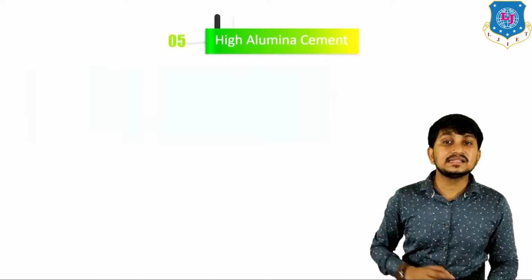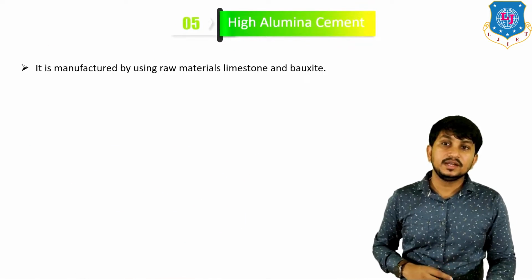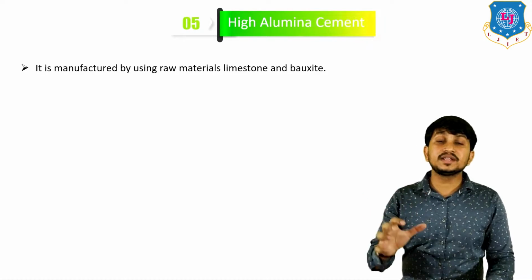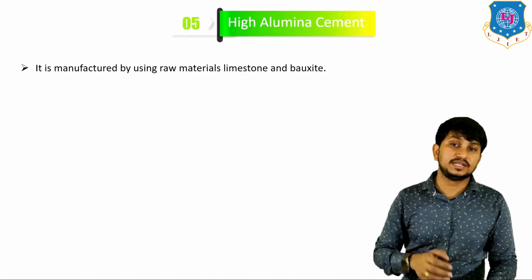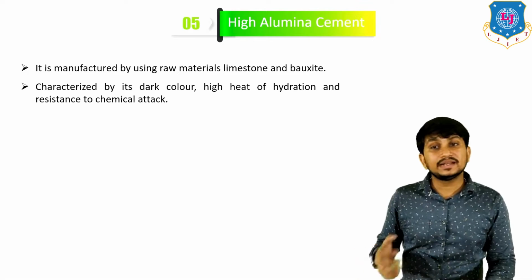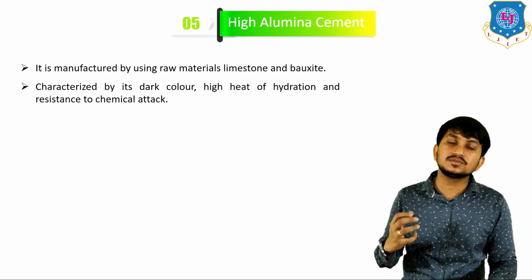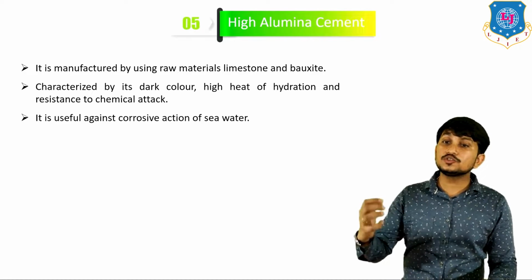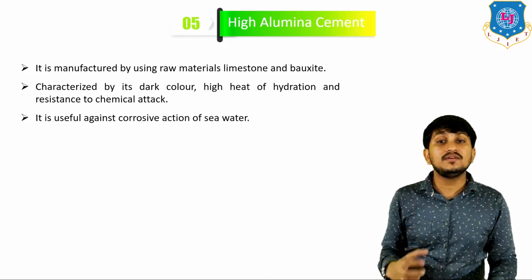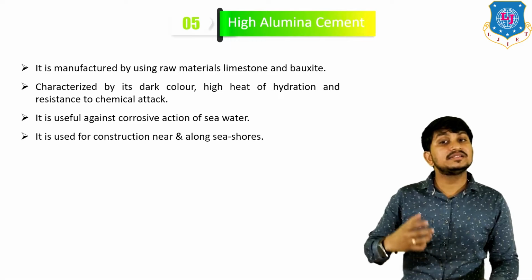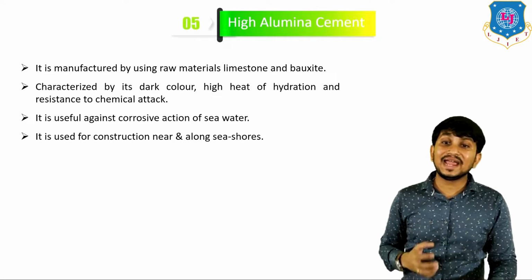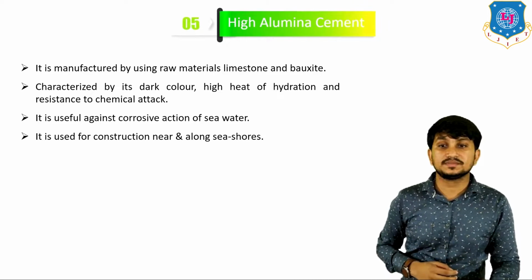Fifth type of cement is high alumina cement. It is manufactured by using raw materials like limestone and bauxite. It is characterized by its dark color, high heat of hydration, and resistance to chemical attack. It is useful against corrosive action of seawater. So it is generally used near and along seashore structures.